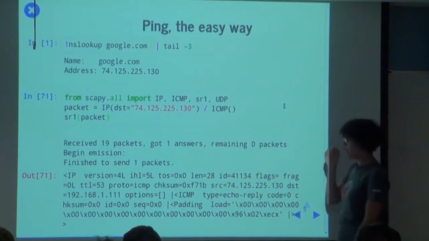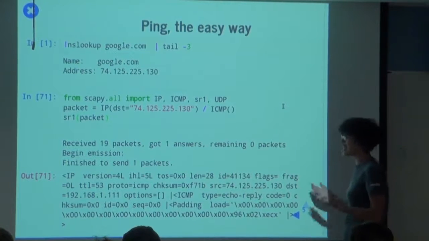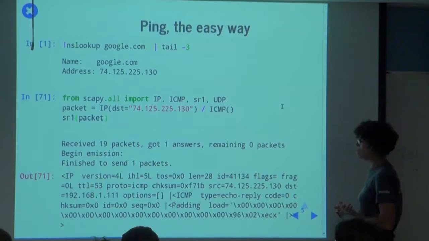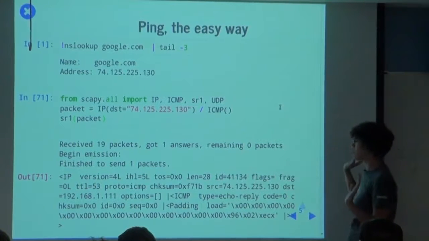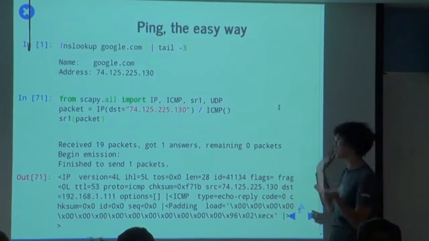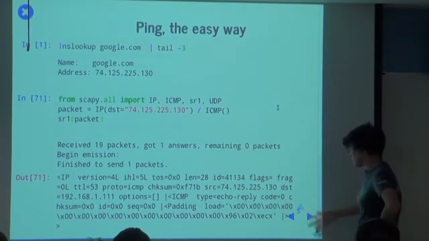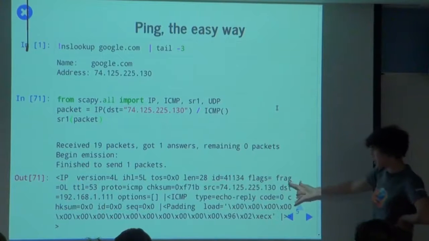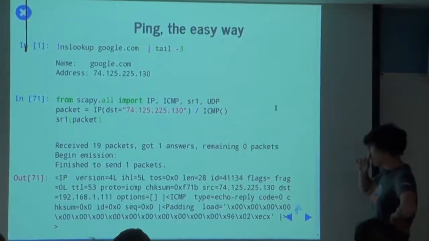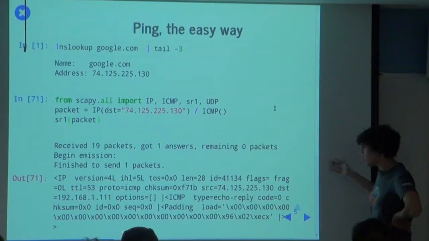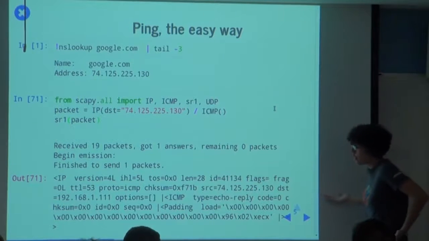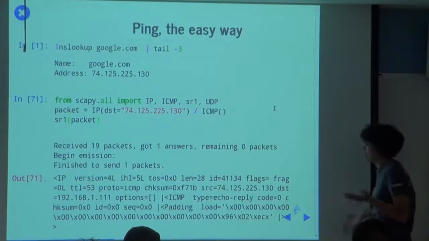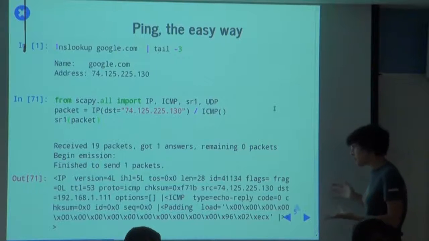So sr1 is this helpfully named function, which means send the packet and then receive an answer. You see it says I received 19 packets, but most of them were not for you, and one of them was an answer. And I really like this. It looks like a mess, but it's really cool because you can get to see all of the details of the packet, and it's all there. No matter what kind of network algorithm you're trying to write, you have all of the information you need.